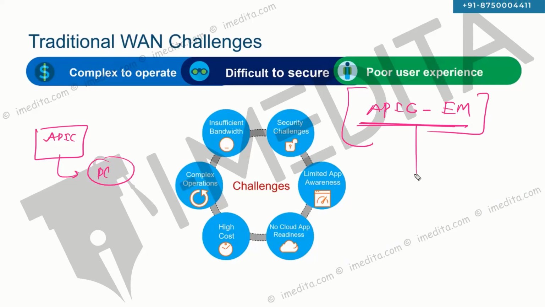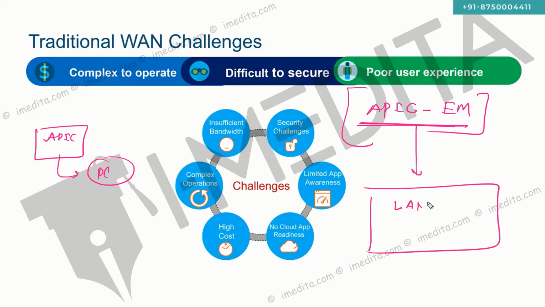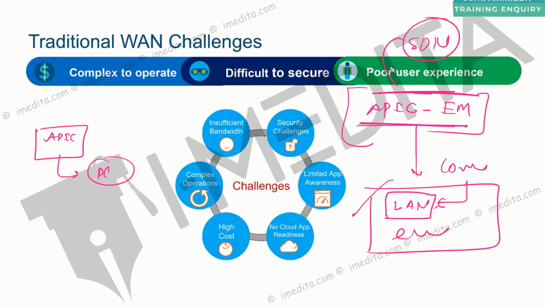APIC-EM is what is used to manage the campus local area network. APIC-EM was the controller for managing the enterprise local area network. It was the SDN solution offered by Cisco to manage the campus local area network. All the switches that we have can be managed via this APIC-EM controller.